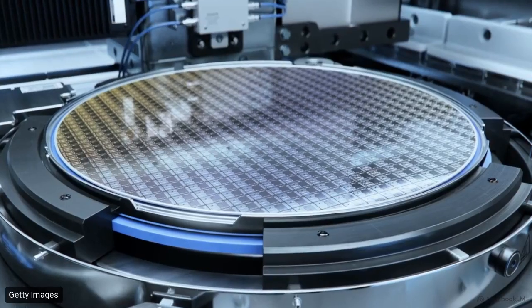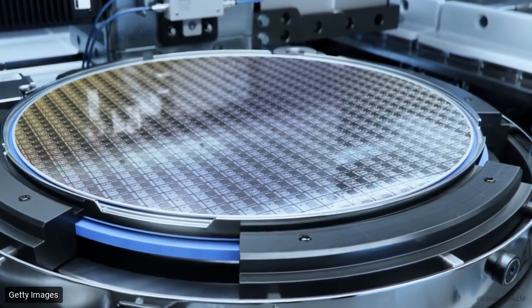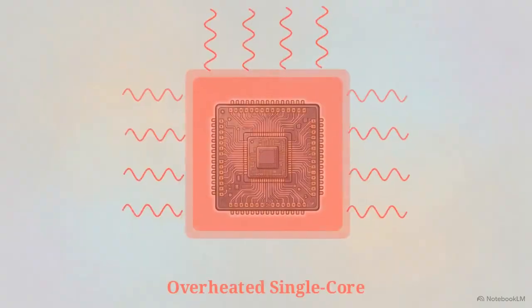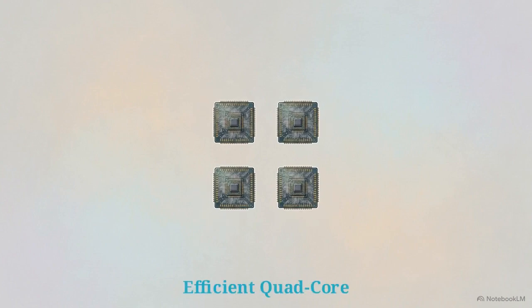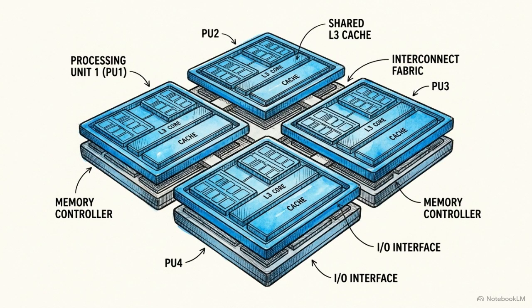This is a semiconductor wafer, displaying the dense layout of integrated circuits. Instead of building one massive, overheated processor, engineers solved the thermal problem by placing multiple smaller processors onto a single silicon layout. These distinct, independent processing units became formally known as cores.